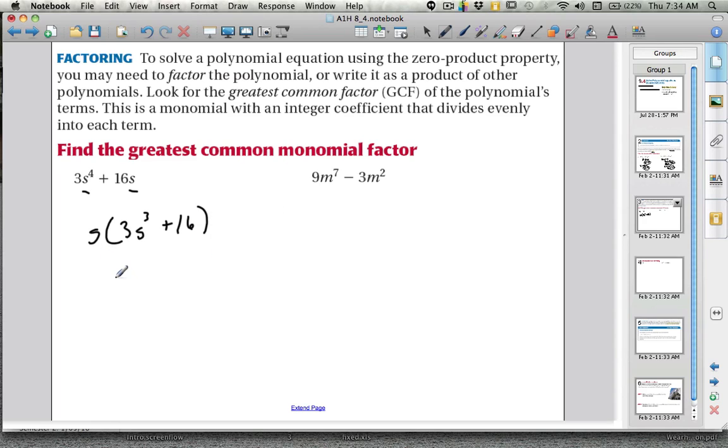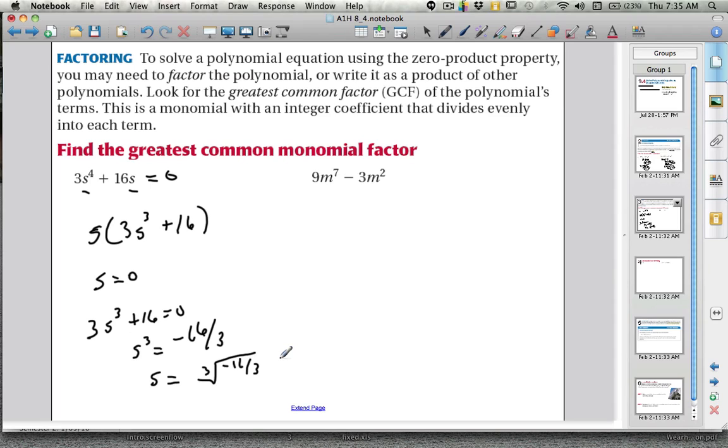Okay, and right now we're just working on factoring. We're not going to go through and solve at this moment. But if I wanted to, that means that either s is equal to 0 or 3s cubed plus 16 is equal to 0. This example is not intended to do that, or it would say is equal to 0 up here. And when we were to proceed through with this, I would have subtracted 16 and divided by 3, and then taken the cube root of either side. Okay, so I'm going ahead and pushing through to solving. That's not what they're expecting you to do at this point.